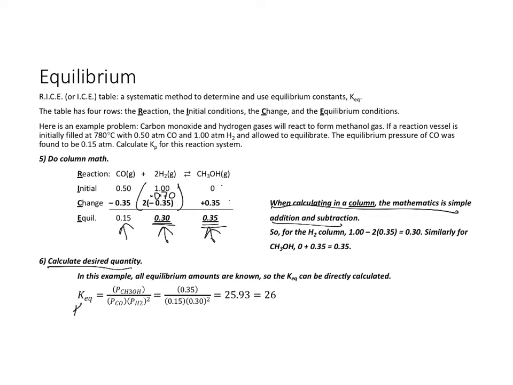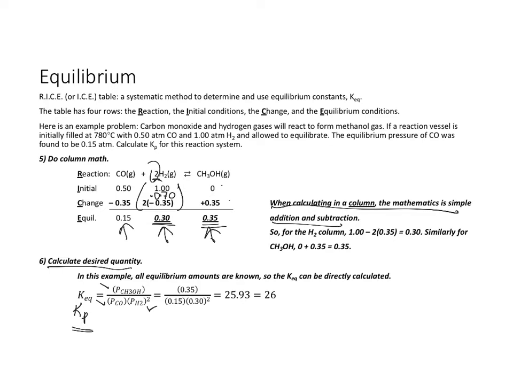I've just written Keq there. We could have also written Kp because these are pressures. It's a pressure-based equilibrium constant. So looking at our equilibrium, it's going to be products, pressure of CH3OH to the first power, divided by the pressure of CO, times the pressure of H2 squared, because again the coefficient on hydrogen is a 2.